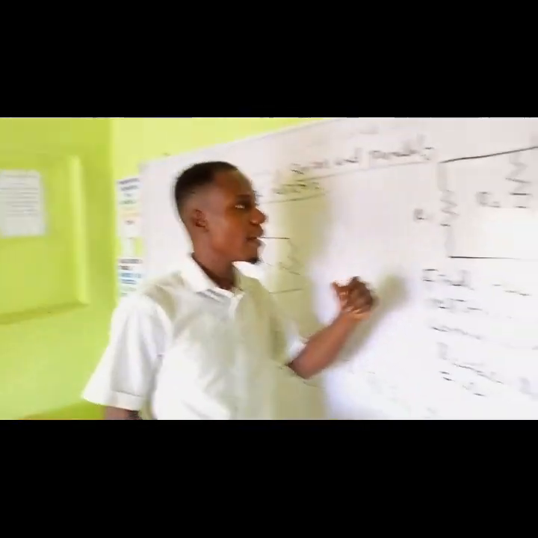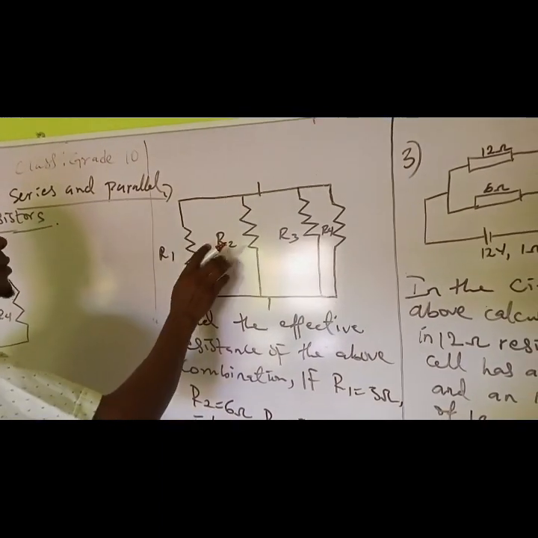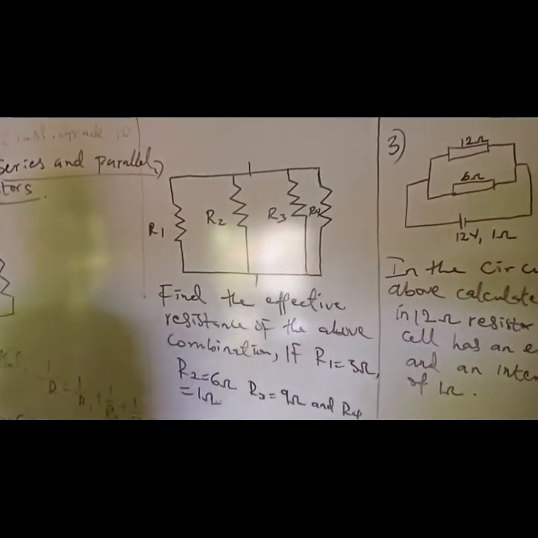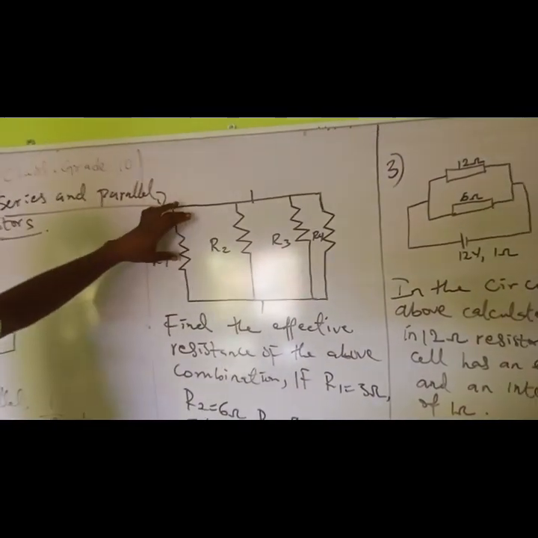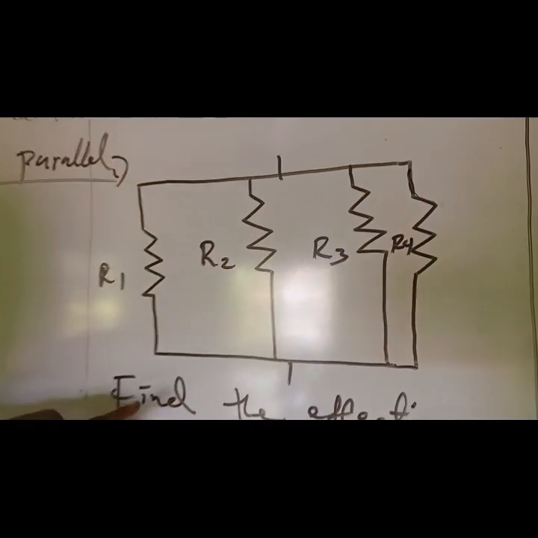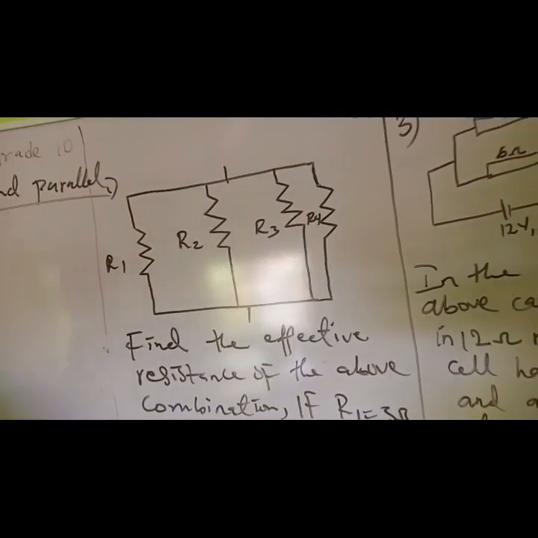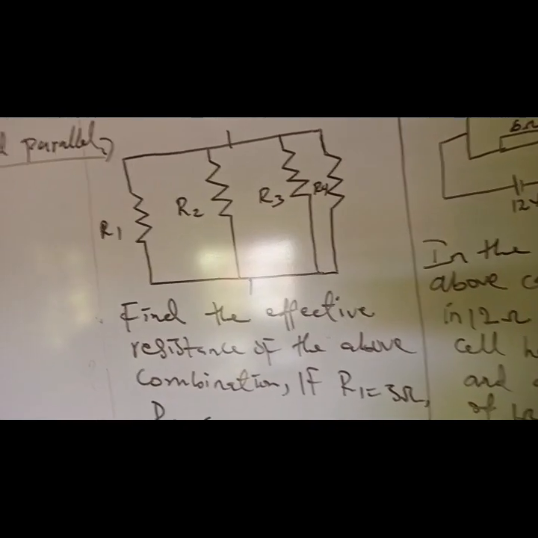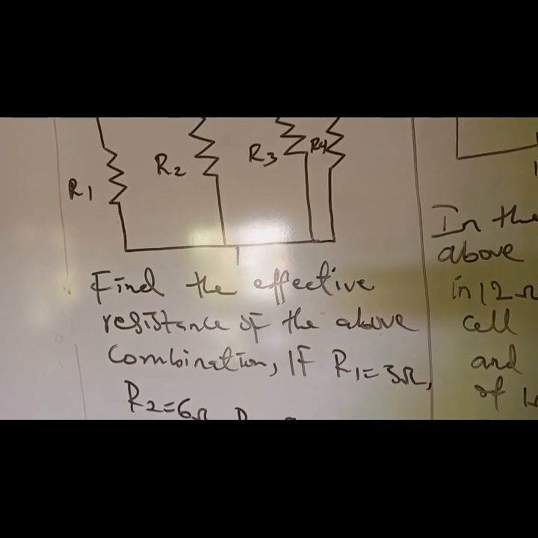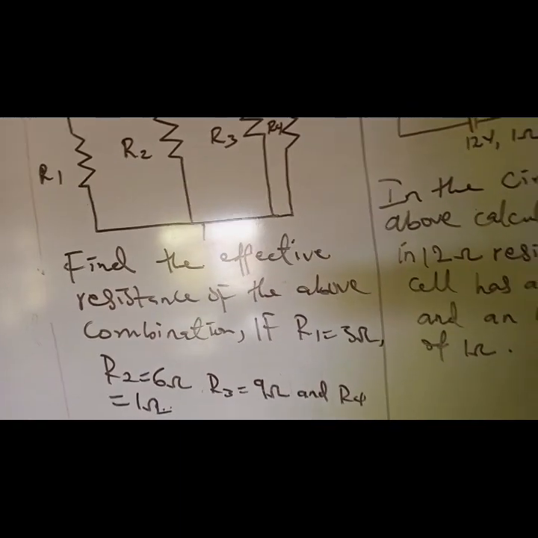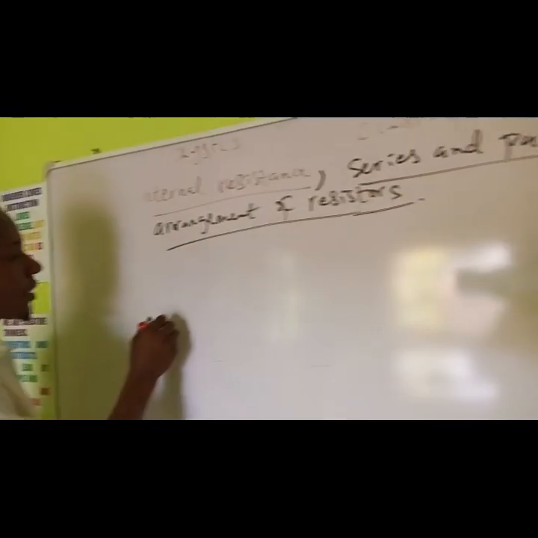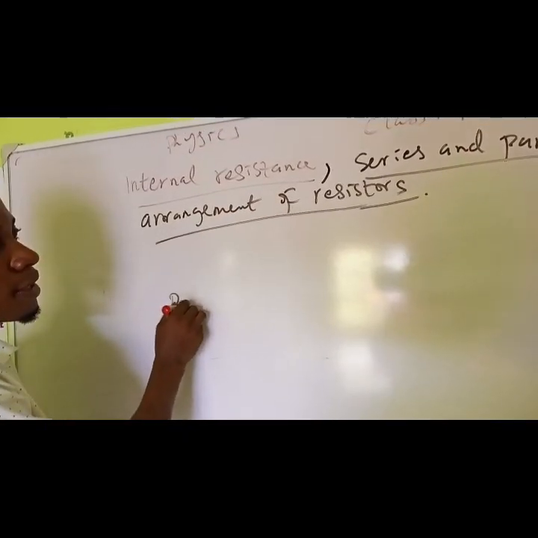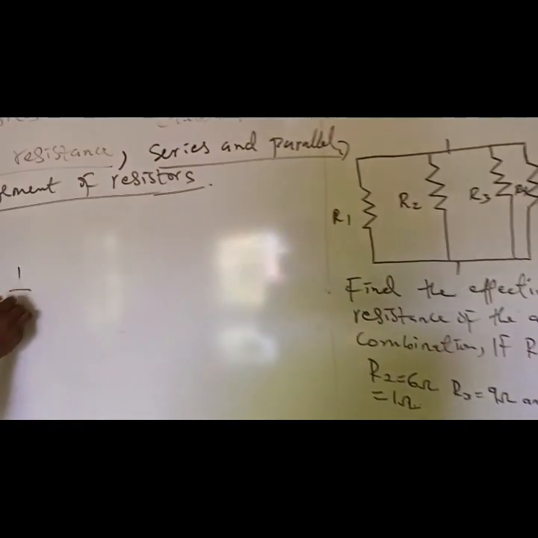All right, if you look there, we have a model of this very information I've shared with you. Looking at this, it is a parallel arrangement of resistors. So let's see the question and see what it's all about. The question says we should find the effective resistance of the above combination. Let's see what is going to happen. Now, from the above combination, the effective resistance, since it's in parallel, is going to be 1 over, we are now solving the solution to question number 1.